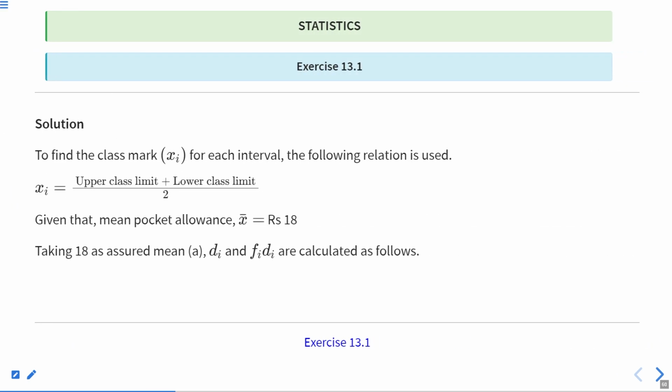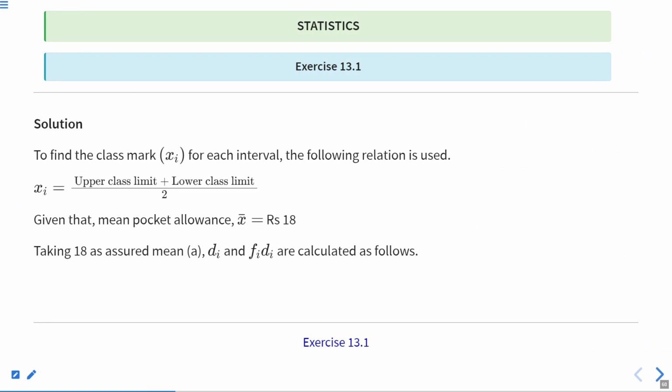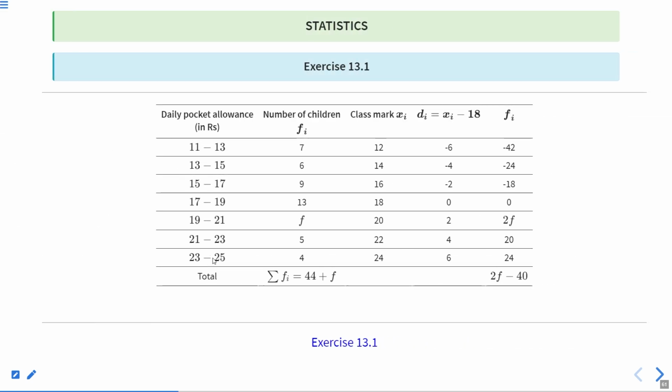To find the class mark xi for each interval, we can use the relation xi is equal to (upper class limit plus lower class limit) divided by 2. Given that the mean pocket allowance x bar is equal to rupees 18, and taking 18 as the assumed mean A, di and fi di are calculated as follows.